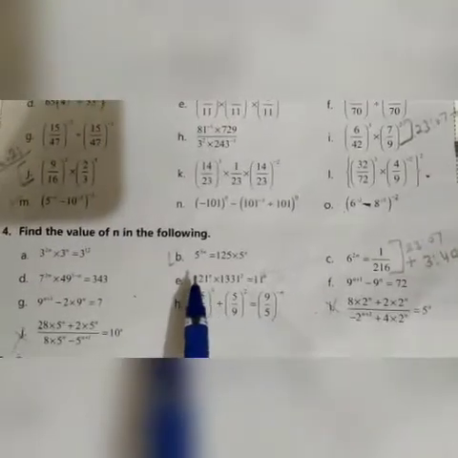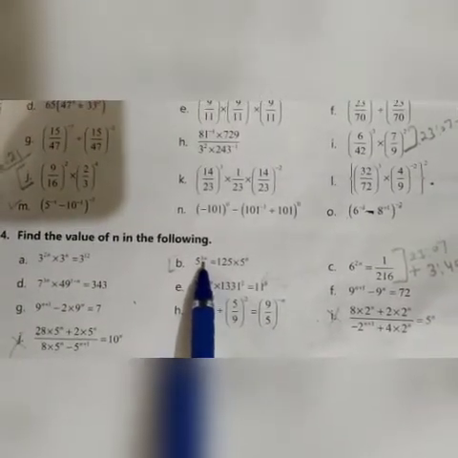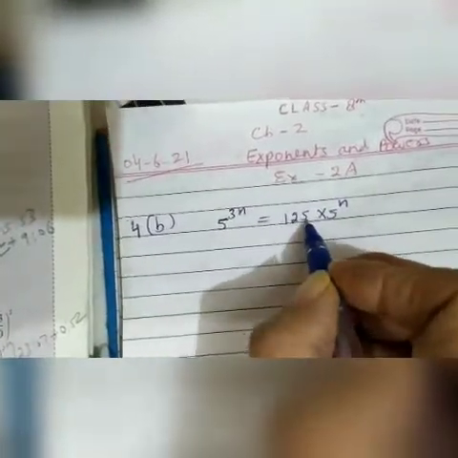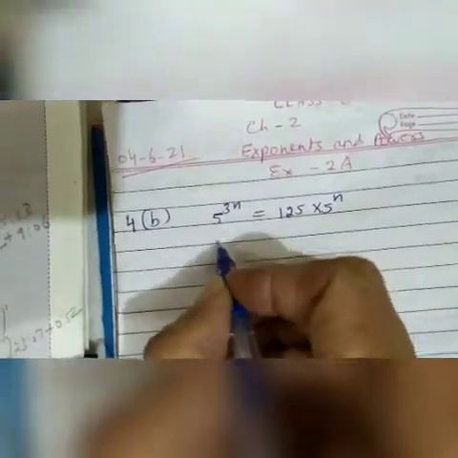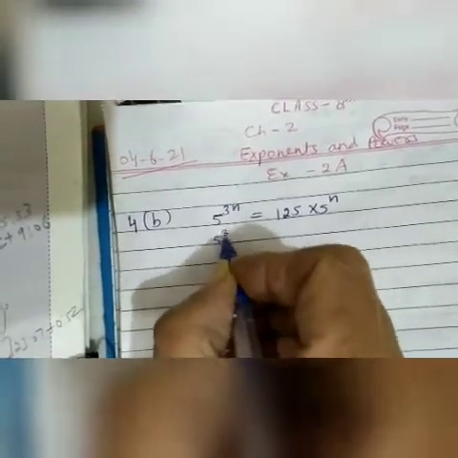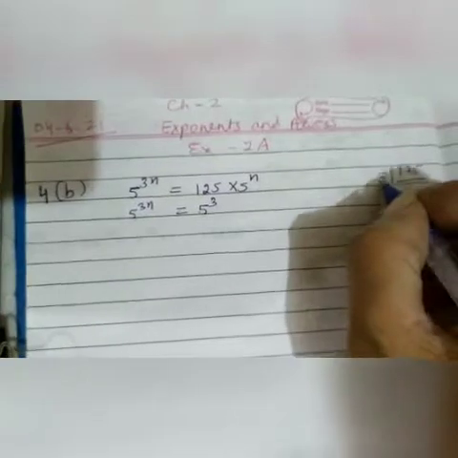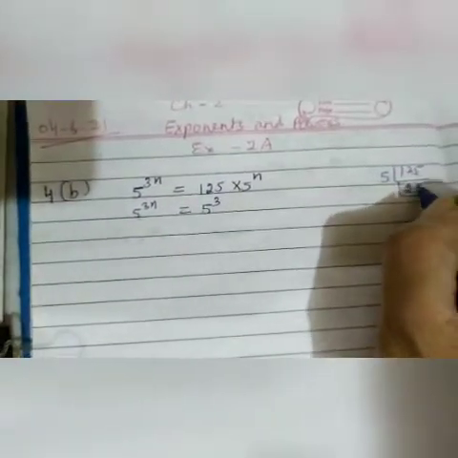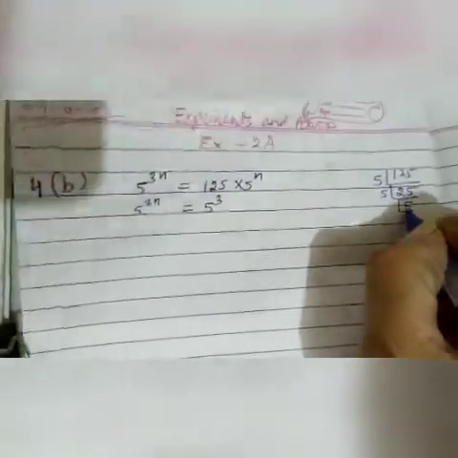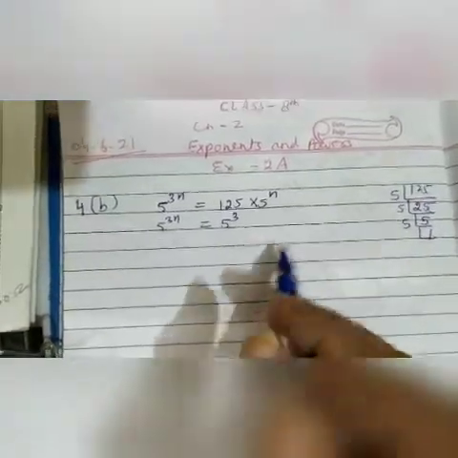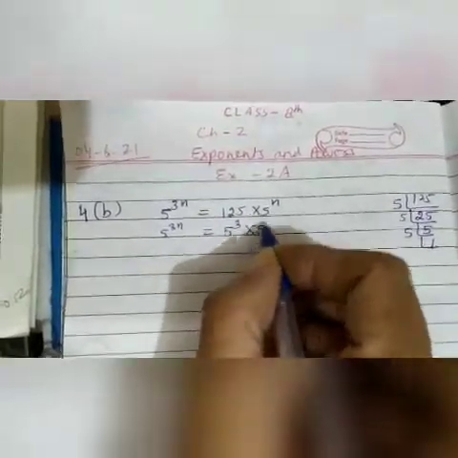So the 4b question is 5 power 3n equal 125 into 5 power n. See here, this is 5 power 3n equal 125 into 5 power n. So we will write this 5 power 3n as it is, and 125 will be written as 5 power 3, because when we do prime factors of 125, 5 1 5, 5 2 10, then 2 remainder, 5 5 25, 5 1 5, 125 can be written as 5 power 3. So 5 power 3 into 5 power n.